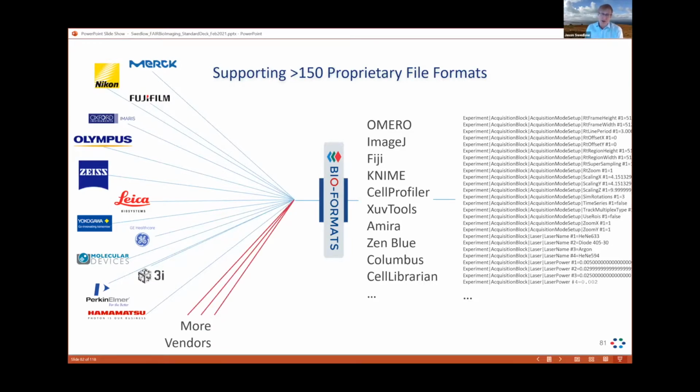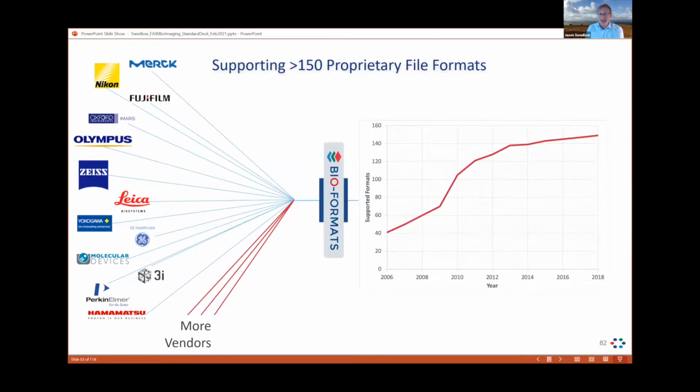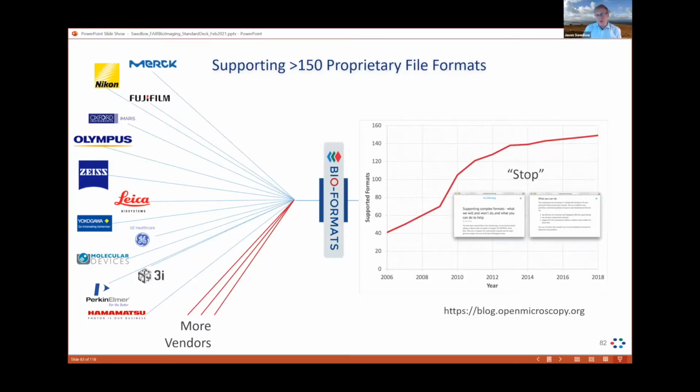But the fact is that there are always more and more vendors, and more and more file formats. And this gets to be a difficult task after some time. A few years ago, we started looking at the number of truly new file formats we were seeing, and starting about 2014 to 2015, this started tailing off. So we started publishing statements at blog.openmicroscopy.org saying, this is just crazy. This doesn't make any sense.